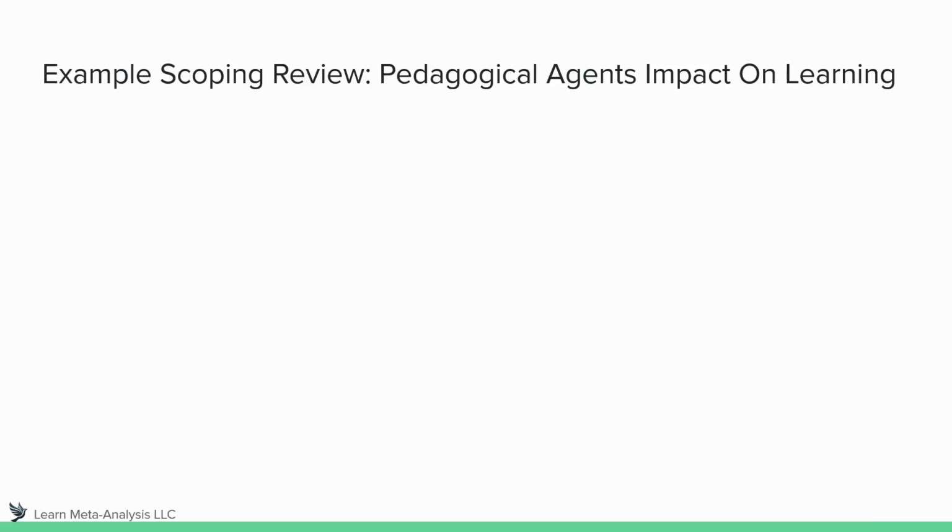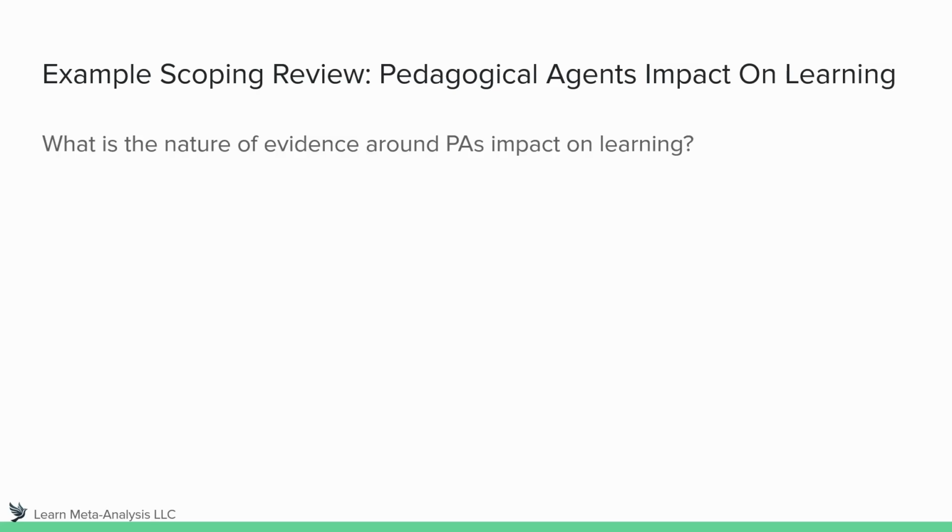Okay, so let's move on. Let's take a look at a couple of examples and we'll see what we might want to code for each one. First and foremost, how about an example scoping review? This could be on the effects of pedagogical agents' impact on learning. Again, a pedagogical agent is simply a virtual character. So the overarching research question for this study might be something like, what is the nature of evidence around pedagogical agents' impact on learning? So we're just trying to understand what the field looks like.